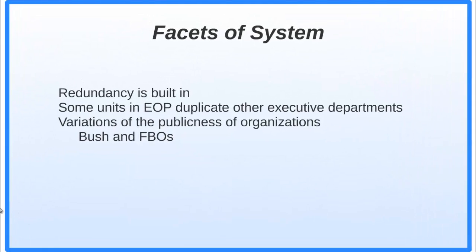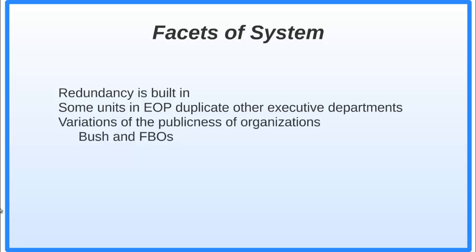There are multiple facets to the system. First of all, redundancy is built in. If we consider the fact that both Congress and the President, through the CBO and OMB, have organizations that are already dealing with budgeting, we know that redundancy exists, and we know it's not efficient, but we also know that neither body is going to be willing to have their group moved out of that picture.